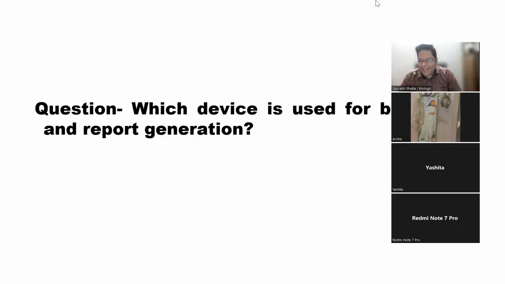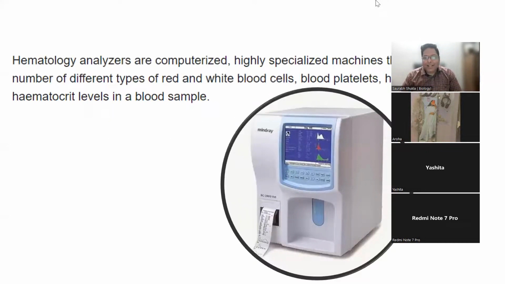Sir, hematology analyzer. Yeah. Oh, great answer. So Yashita said hematology. Please note down, students, hematology analyzers are actually used in blood test report generation. So now after this session, each and every student knows this answer. And I'm sure all my students are feeling comfortable with the blood test because we discussed a number of options here. So please note down, hematology analyzers are computerized, highly specialized machines related to computer science also.